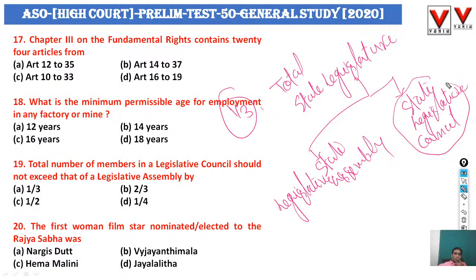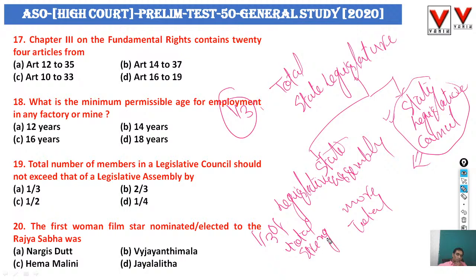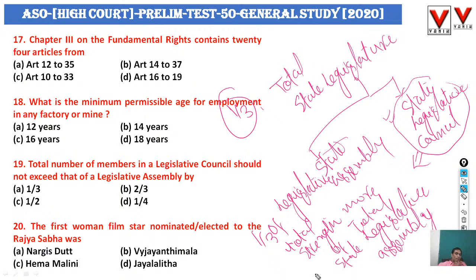It is mentioned that when the state legislative council is going to be formed, the maximum number of the state legislative council cannot exceed more than one third of the total strength of the state legislative assembly. So the right answer is A. The 19th right answer is A.